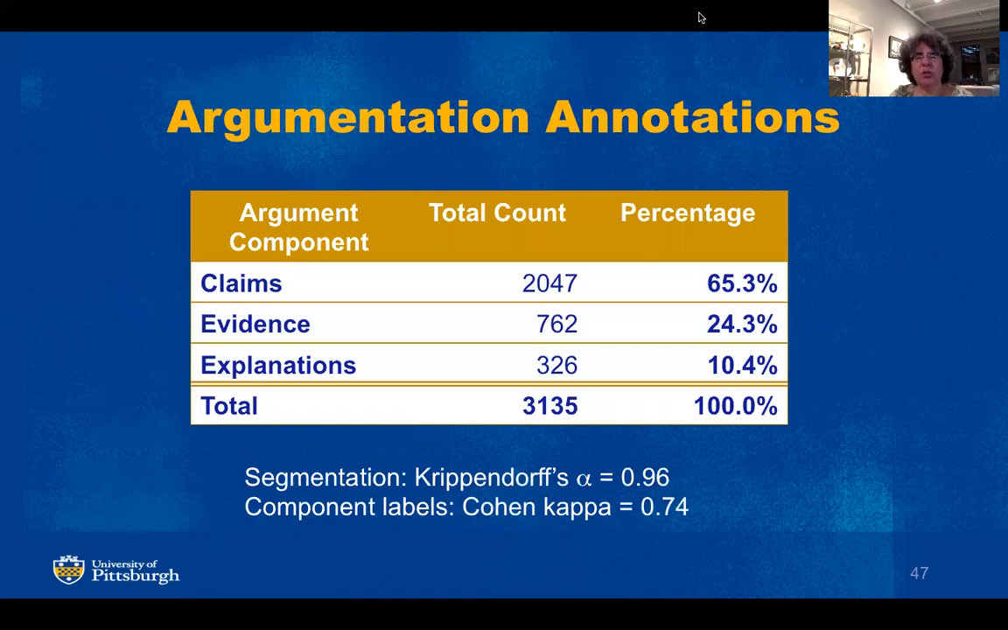This just shows a little more about the argument annotation in this corpus. You can see that currently we have 3,000 argumentative discourse units. We've recently collected a new corpus this semester, and so we'll be releasing an enhanced version. And every semester, as we collect more data, the corpus that we're making available will become larger.